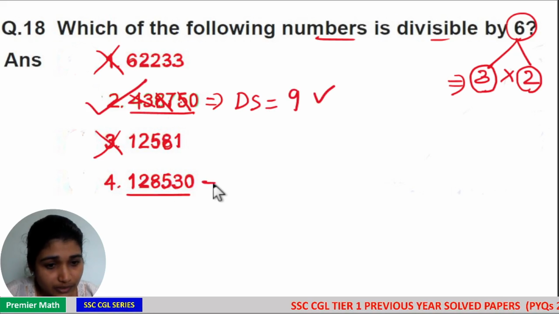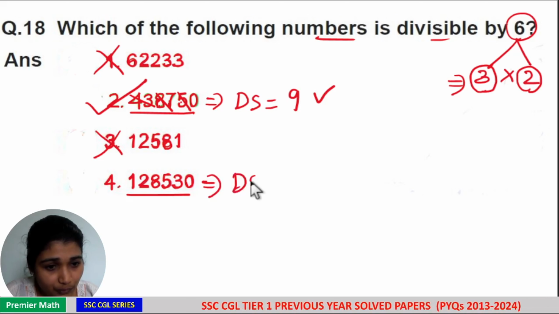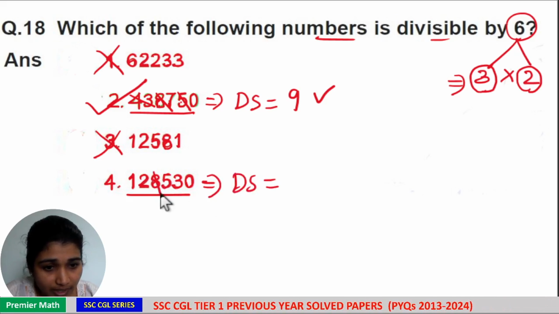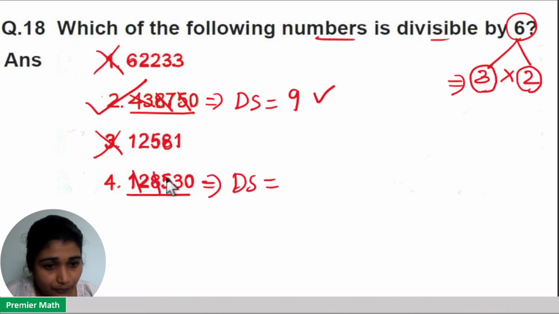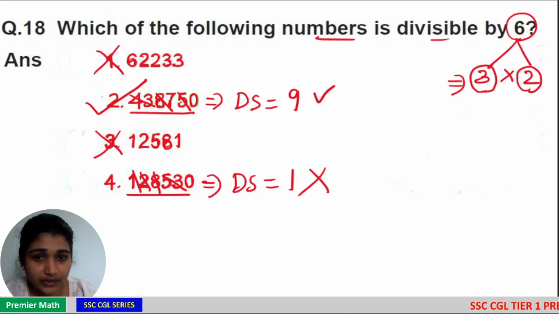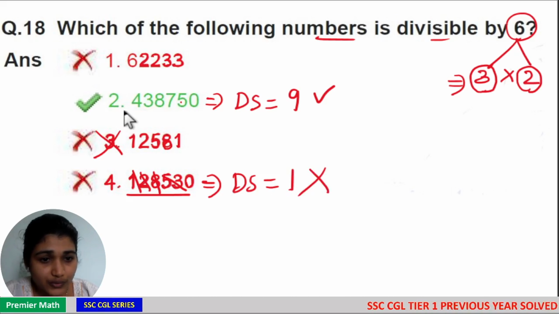Now check the divisibility of option 4. Here the digital sum: 8 plus 1 is 9, cancel that, 5 plus 3 is 8, 8 plus 2 is 10. So 1 is the digital sum, which is not divisible by 3. So here option 2 is our answer.